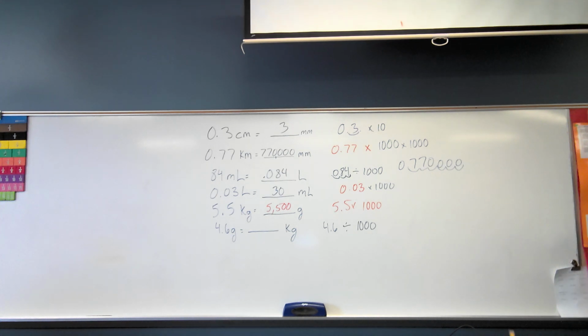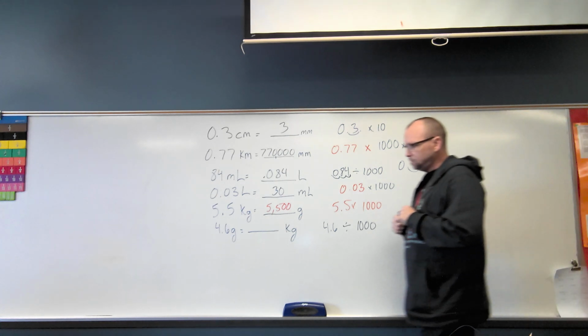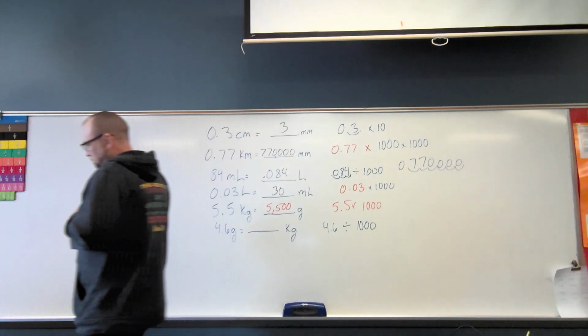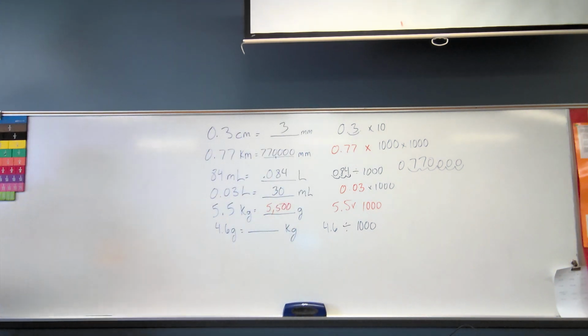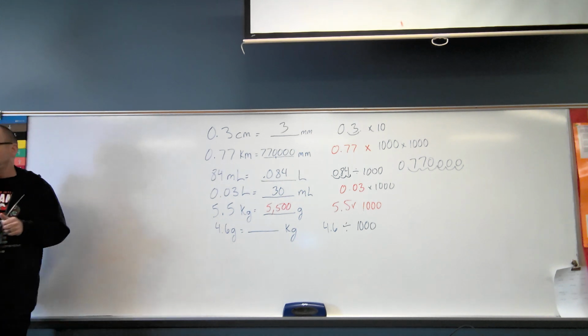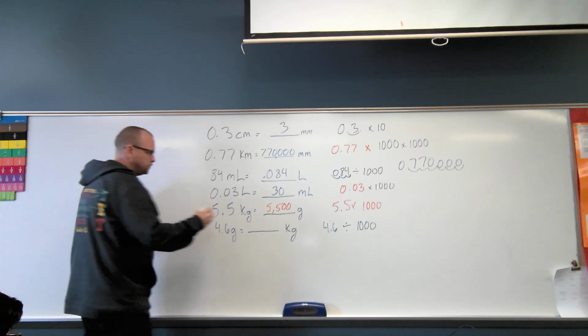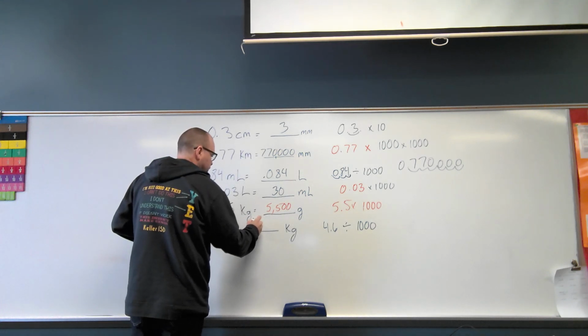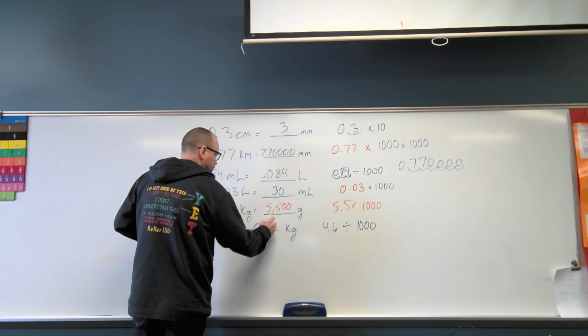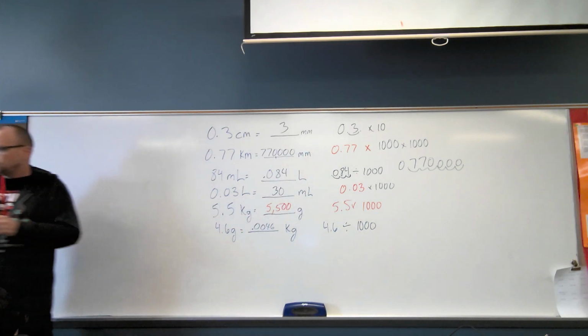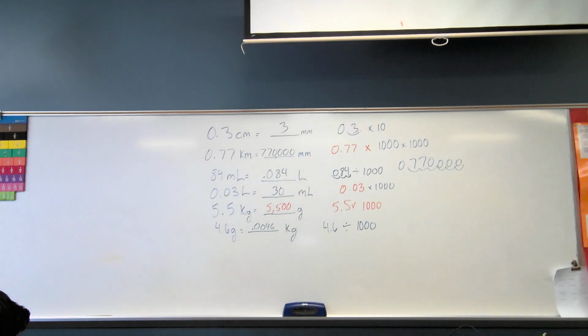If I'm dividing something by 1,000, I move my decimal point which direction? Left. How many times? 3 times. So what's my answer? 46 ten-thousandths.